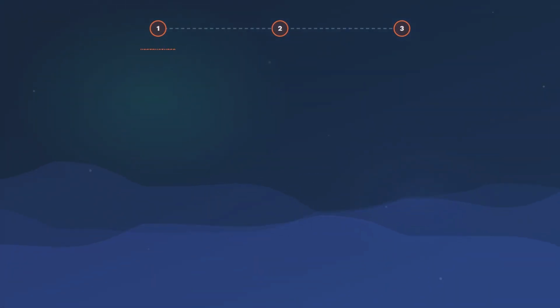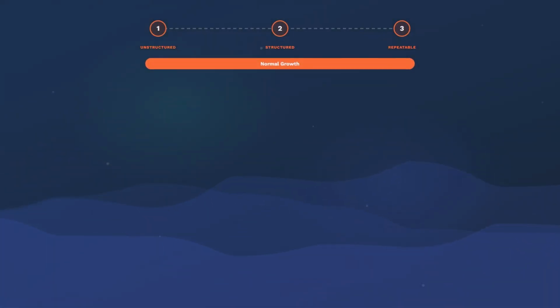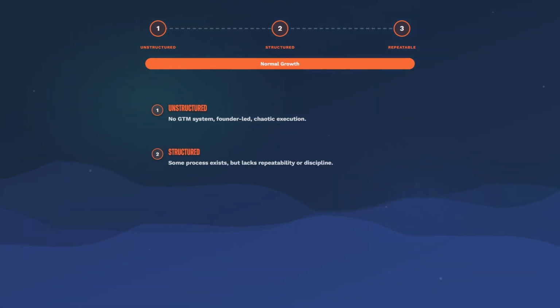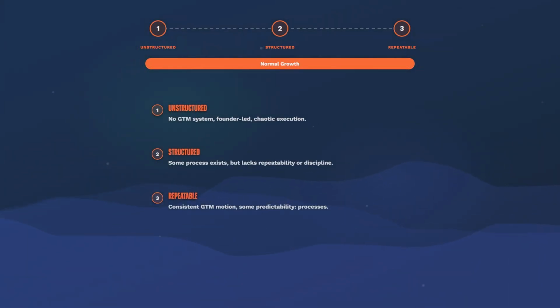The first stage is normal growth. This is where most companies live for longer than they should. And I want to be careful here. Normal growth isn't a failure. It's actually a sign of something good. It means your product works, your team is executing, and customers are saying yes. You have product market fit, at least in some form. But here's what normal growth actually looks like on the inside.